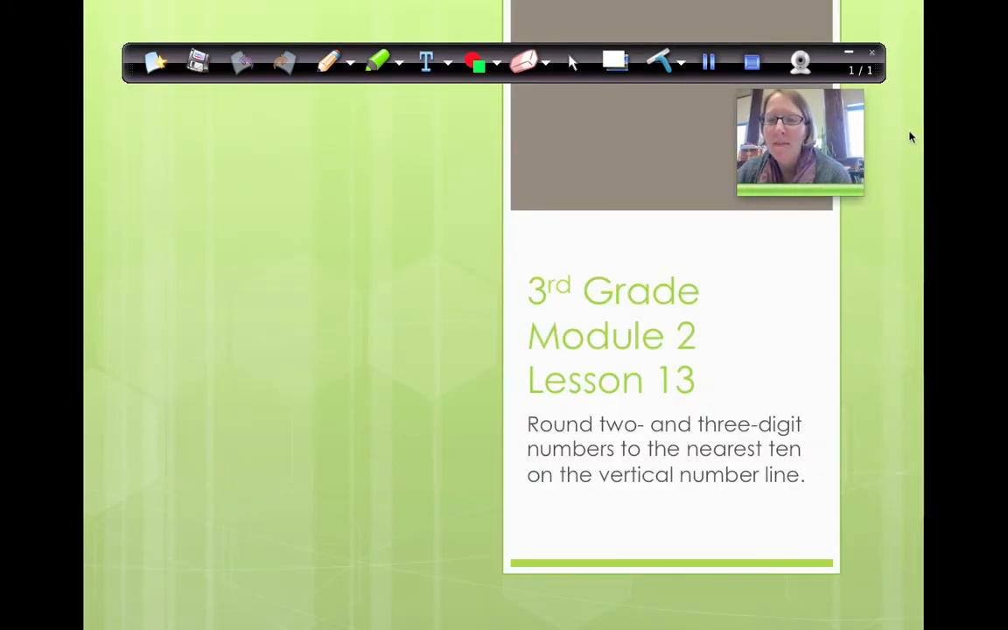Hello again. Today we're going to be doing 3rd grade Math Module 2. We're going to do Lesson 13. Our objective for today is that we are going to round 2 and 3-digit numbers to the nearest 10 on the vertical number line. This is very similar to what we did yesterday in Lesson 12.